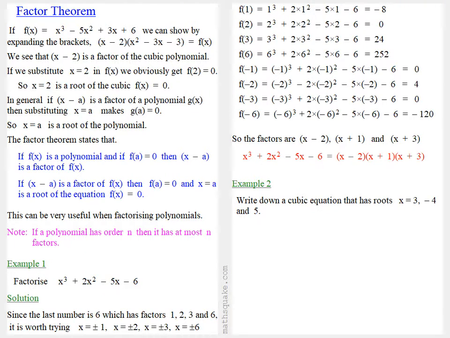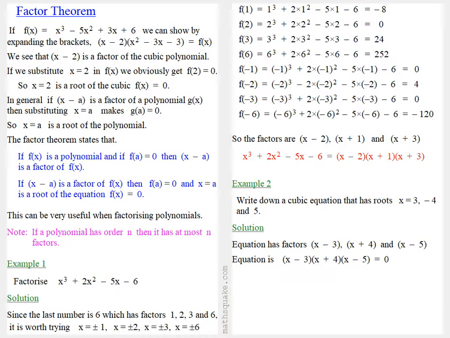Write down a cubic equation which has roots x equals 3, x equals minus 4, and x equals 5. Well, to do this, the equation has factors x minus 3, x plus 4, and x minus 5. So the equation is (x minus 3)(x plus 4)(x minus 5) equals 0.